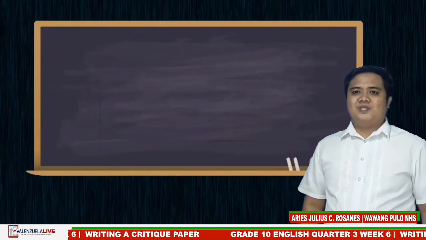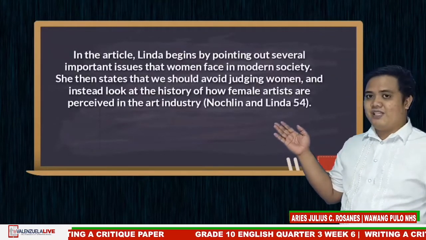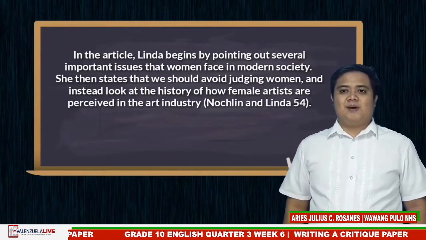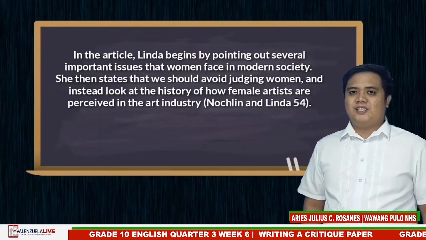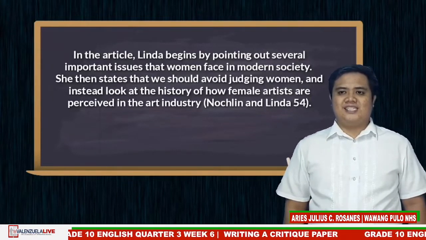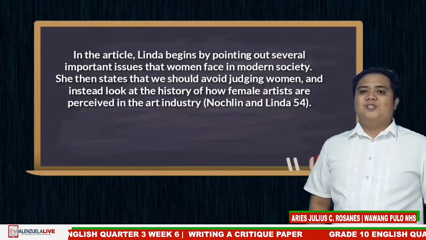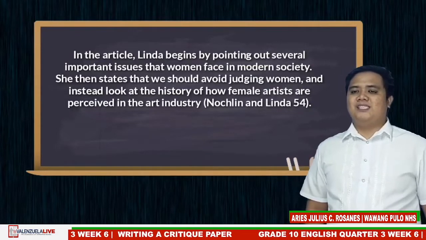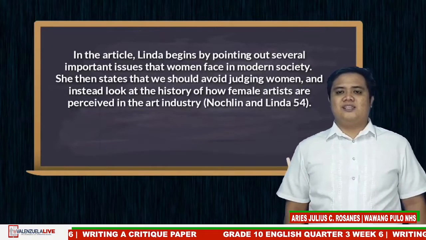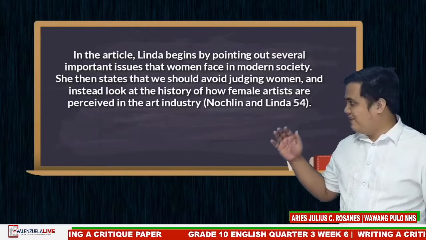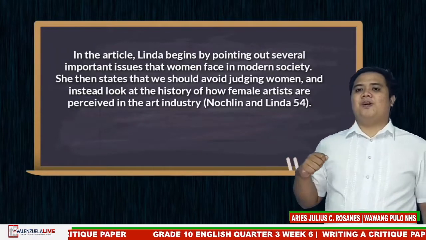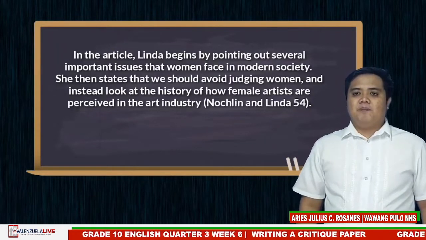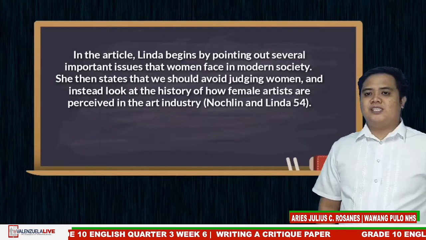Now, let us read the second underlined evidence. In the article, Linda begins by pointing out several important issues that women face in modern society. She then states that we should avoid judging women and instead look at the history of how female artists are perceived in the art industry. This part of the critic paper helps you understand how the writer identifies important evidence from the article that he read.